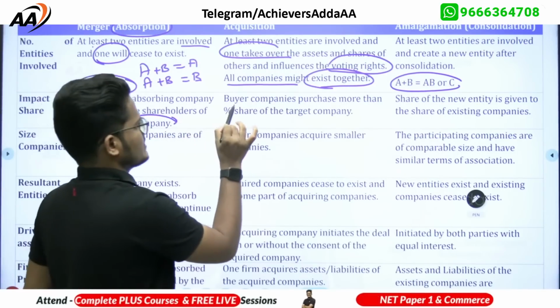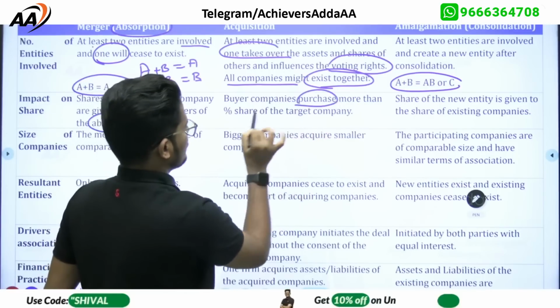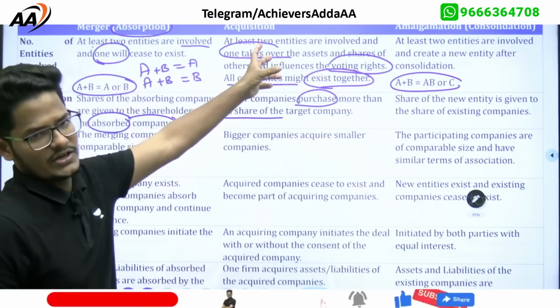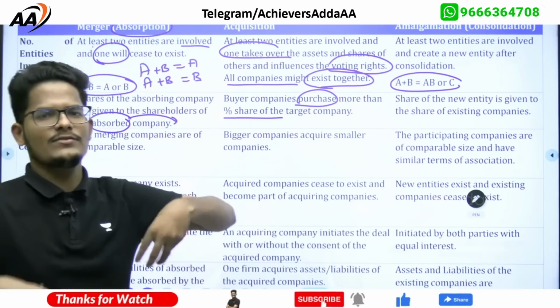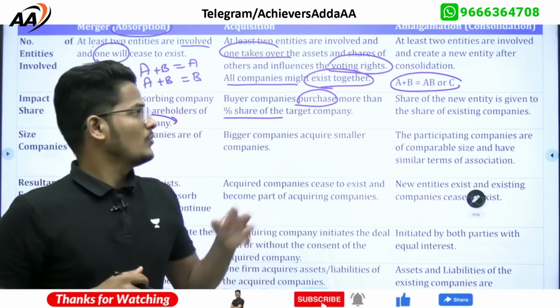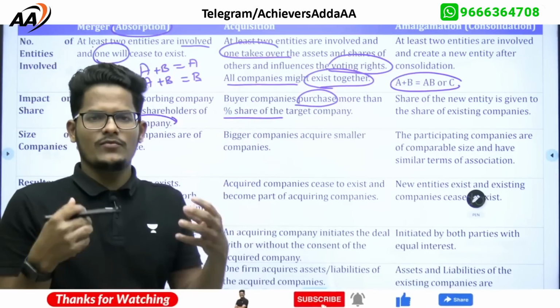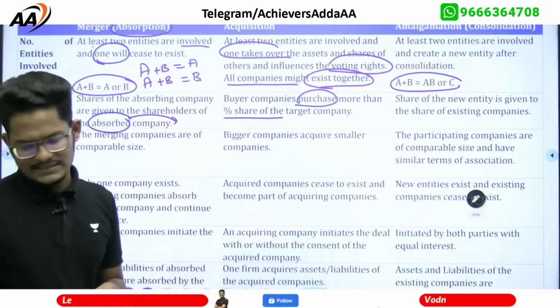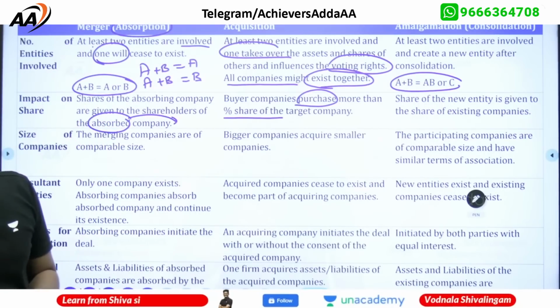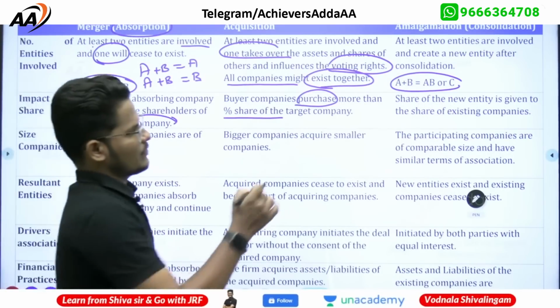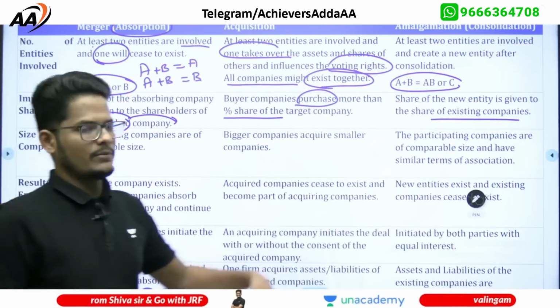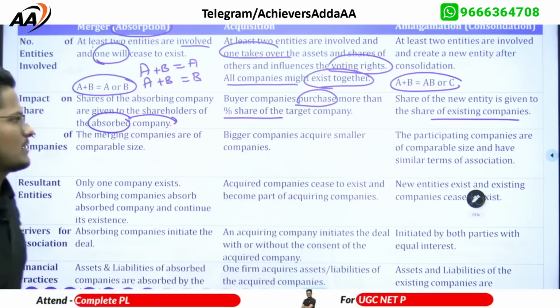In acquisition, the buyer company purchases more than a percentage of the target company. Acquisition is a forceful activity. Absorption is a voluntary action, whereas acquisition is somewhat forceful. A hostile takeover will be there, that type. Next, shares of the new entity are given to the shareholders of the existing companies. So shares will be given in the new company to the existing companies.